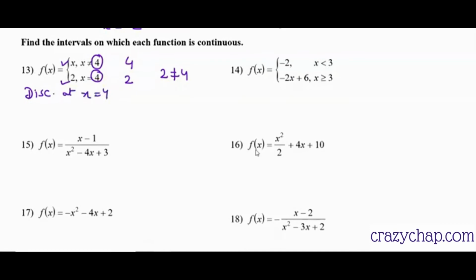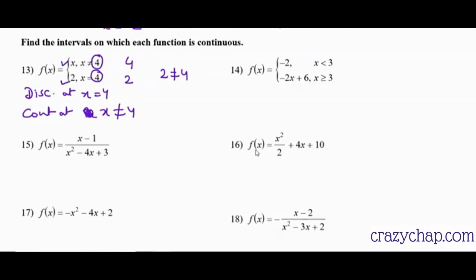But the question is asking to find the interval where it is continuous. Because it is discontinuous at 4, it must be continuous at all other values except 4. So we'll just say continuous at x not equal to 4. Right? I hope it makes sense. Because the function is discontinuous at 4, it must be continuous at all other values. Great. Let's come to the next question, the 14th.